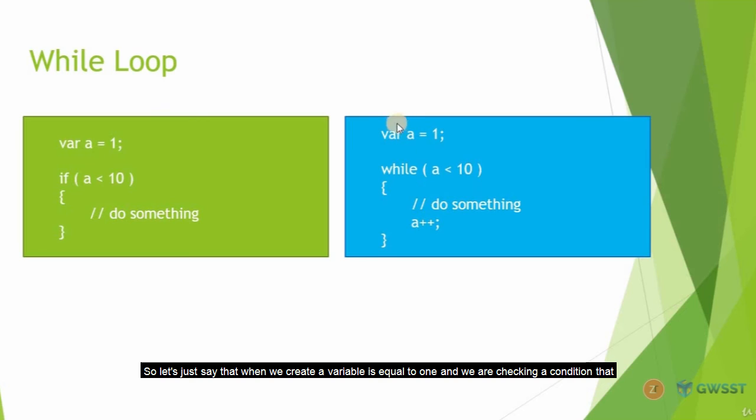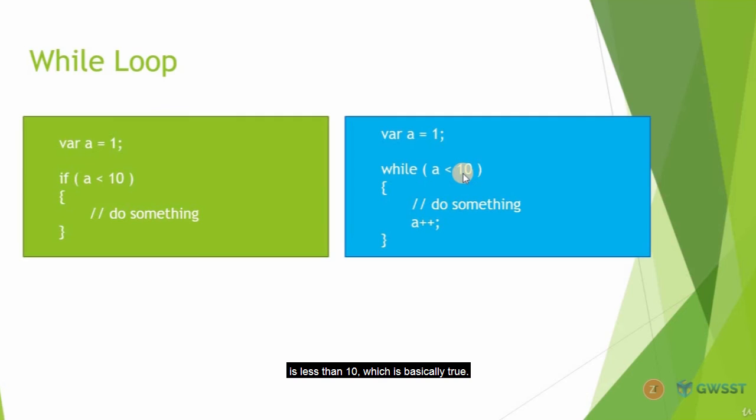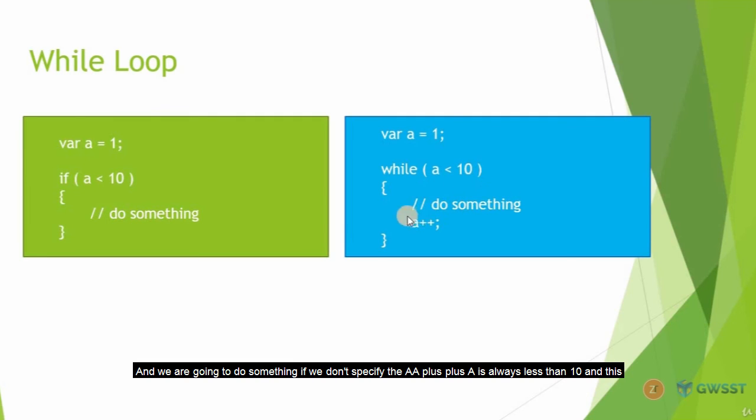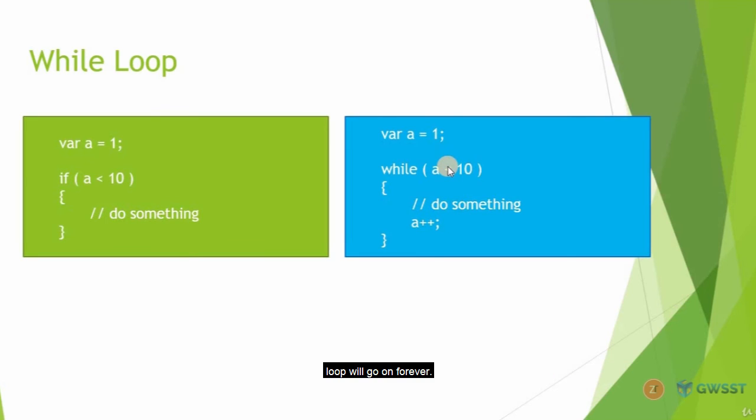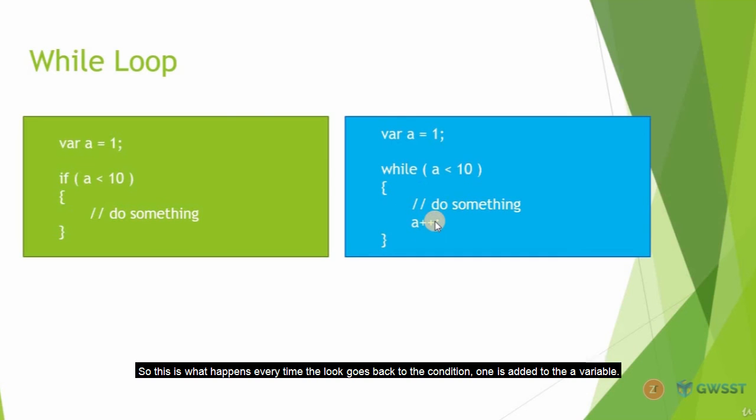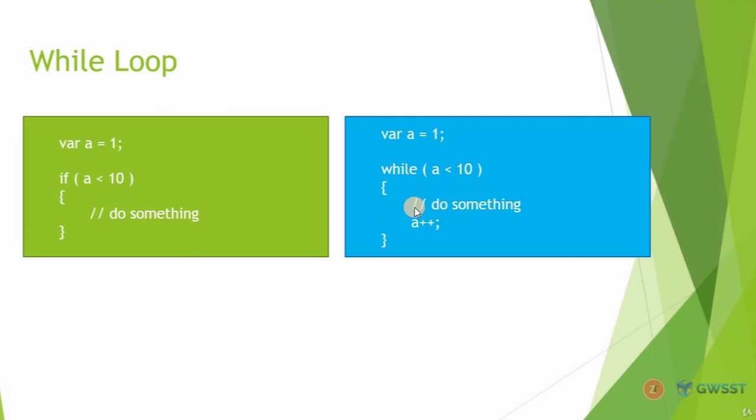Let's just say that we create a variable a equals 1, and we are checking a condition where a is less than 10, which is basically true, and we are going to do something. If you don't specify the a++, a is always less than 10, and this loop will go on forever. So in order to stop this, we can write an increment option. Every time a is less than 10, 1 will be added to a. So every time the loop goes back to the condition, 1 is added to the a variable. In this way, the loop will start counting from 1 to 10. And once the condition is met at 10, the loop will stop.